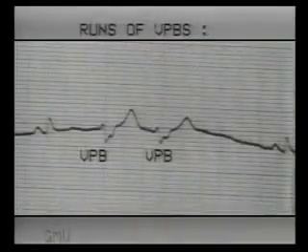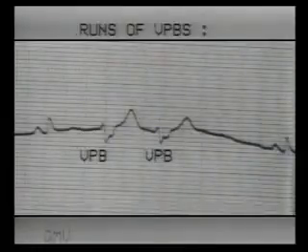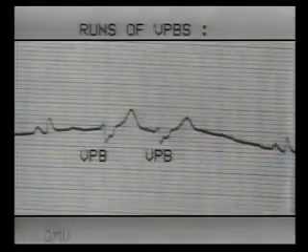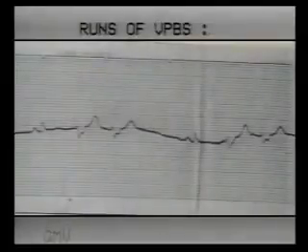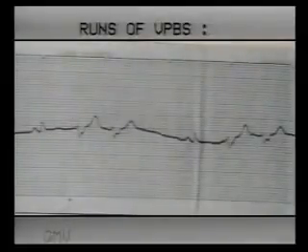This ECG shows one normal beat followed by two ventricular premature beats. When ventricular premature beats run in groups of twos or more, it is also a grave sign. Note the runs of ventricular premature beats.